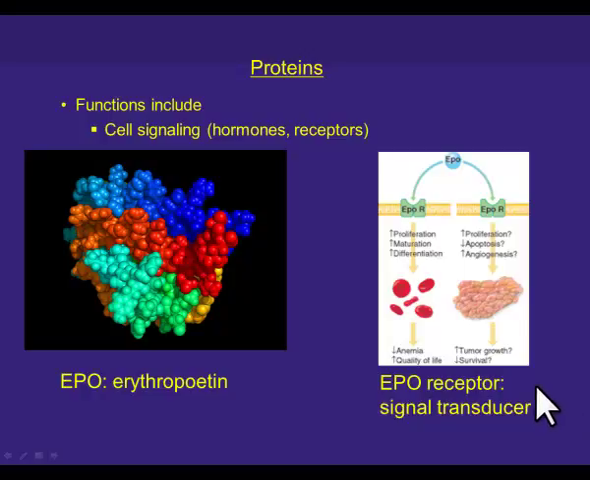Signal transducers get their names because they take a signal that is external to the cell and they transmit it internally. So what happens in the case of these two proteins, the EPO and the EPOR, is that when the EPO binds this receptor, it can lead to an increase, or what we call a proliferation, of the red blood cells.